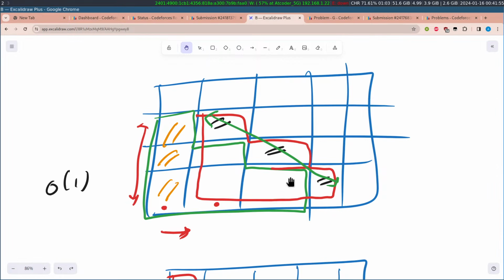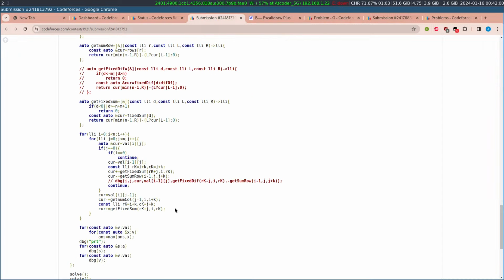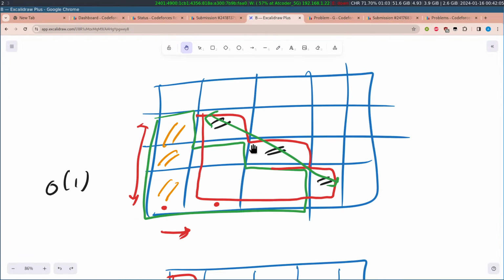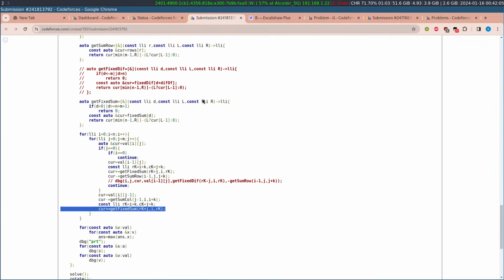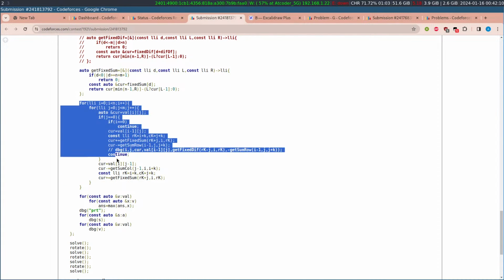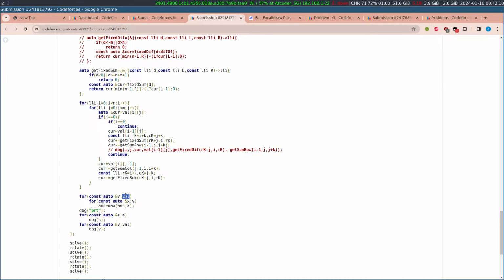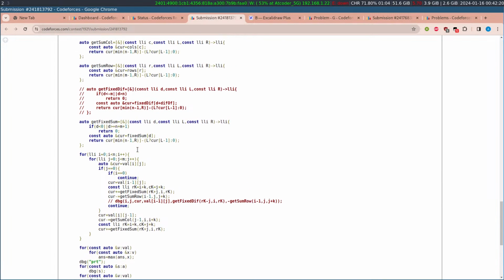Otherwise, I am making movements of this form. I am taking a column sum. I am taking the value just above it, subtracting the column sum, and finding the diagonal sum over here. And after the end of this loop, my value will have corresponding values for all the indexes. Iterate over everything, take the answer with max. That is the idea.